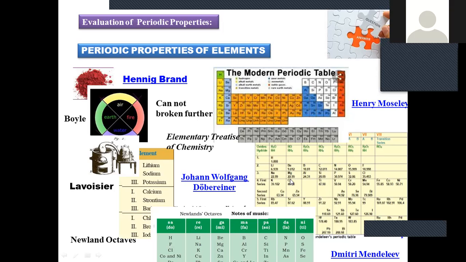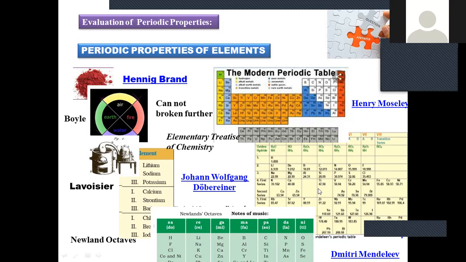And whatever new element was introduced fits exactly where he left the space. Vacant sites are present, and in those sites newly discovered elements fit exactly. So after aluminium, he kept one empty space. For that, he assumed an Eka-aluminium. That means next to aluminium, he gave the name Eka-aluminium.